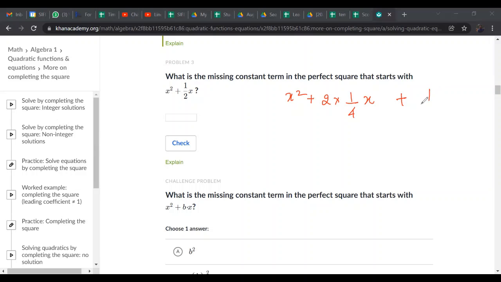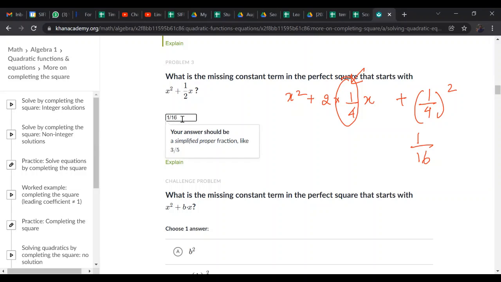1 by 4 whole square, that's 1 by 16. I am adding the square of this a. Try to remember that. I'm not adding this a. I'm not adding this m, whatever it is. I'm adding the square of that number. So 1 by 4 whole square I will add, which is 1 by 16. Are you good? Let's write that and see. 1 by 16. Check. We're good. You're understanding this?